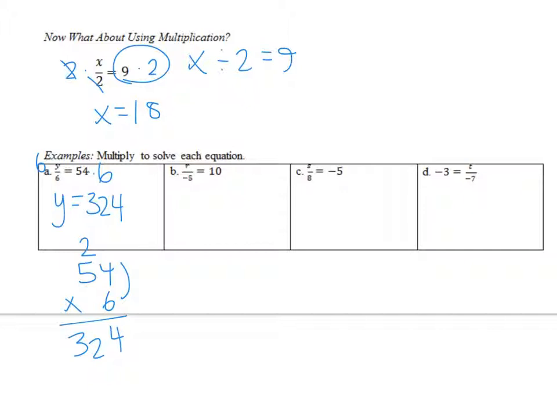B, we're dividing both sides by negative 5. So I'm going to multiply both sides by negative 5. So r equals negative 50. C, we're dividing both sides by 8. So I'm going to multiply both sides by 8. So s equals negative 40. In D, we're going to multiply both sides by negative 7. So t equals negative 7 times negative 3 is positive 21. Make sure you do the same thing to each side to keep the equation balanced.